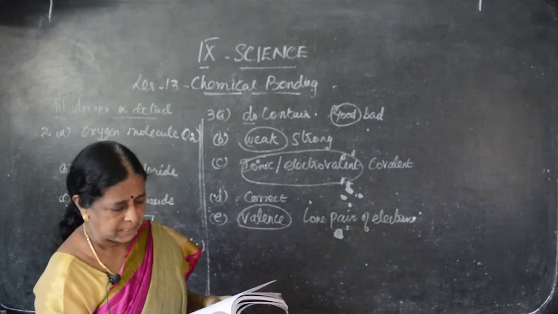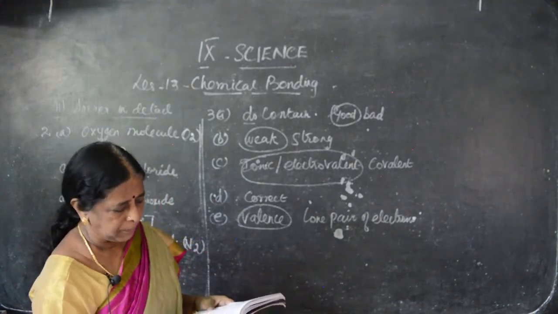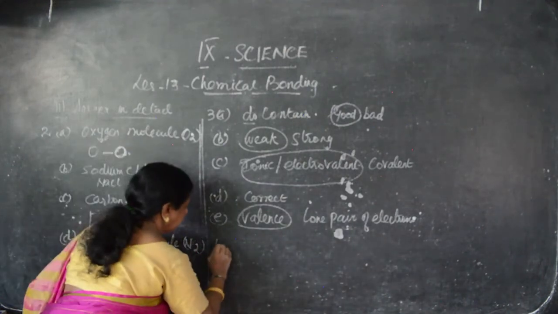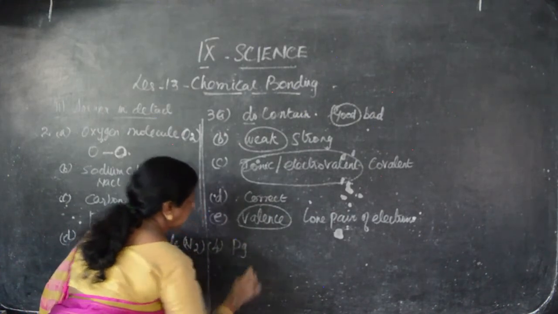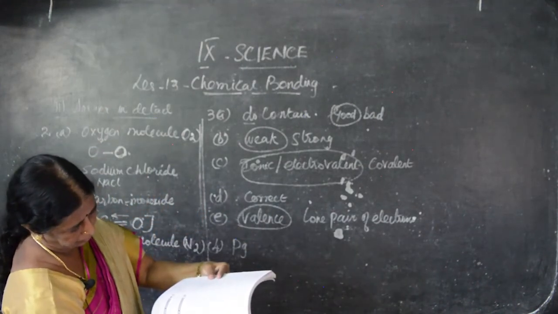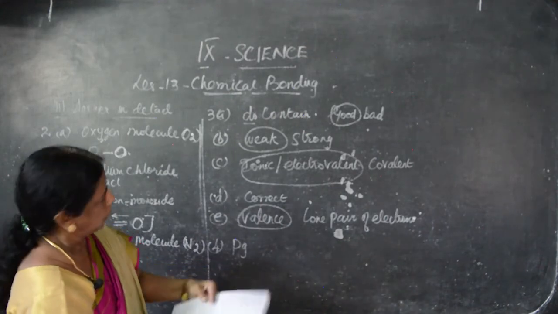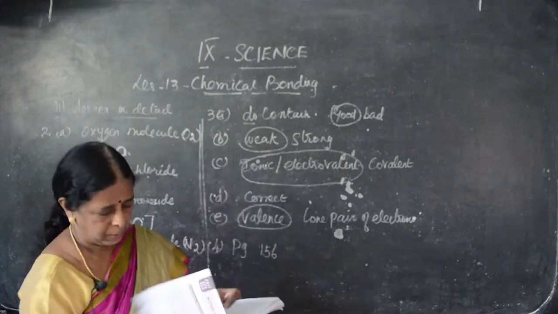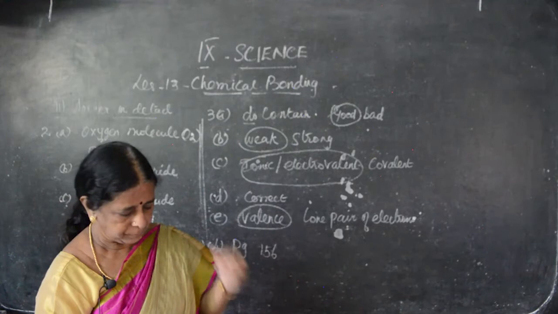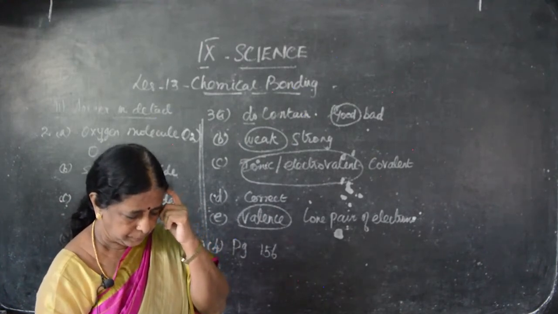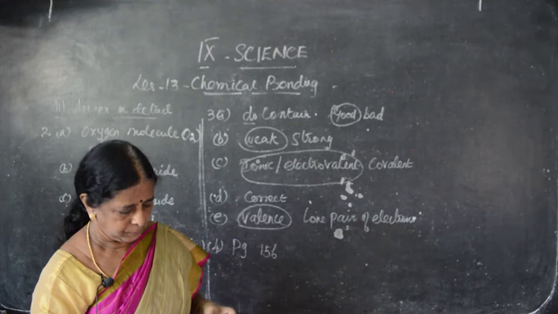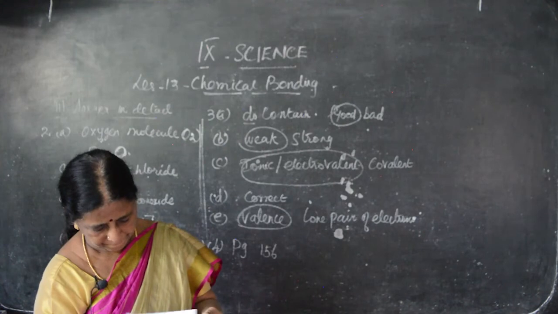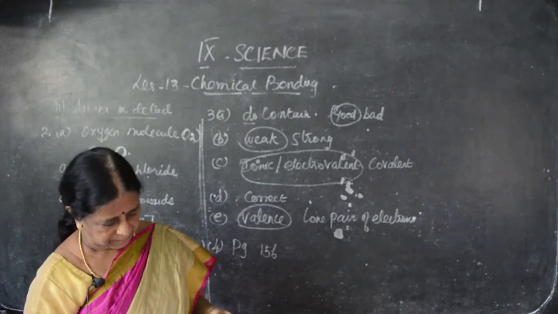Fifth one, discuss in brief about the properties of coordinate covalent compounds. It's in page number 156. Take page number 156.